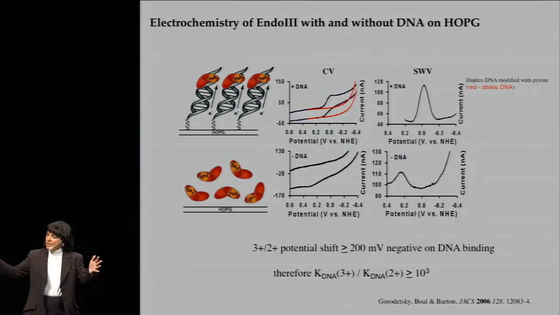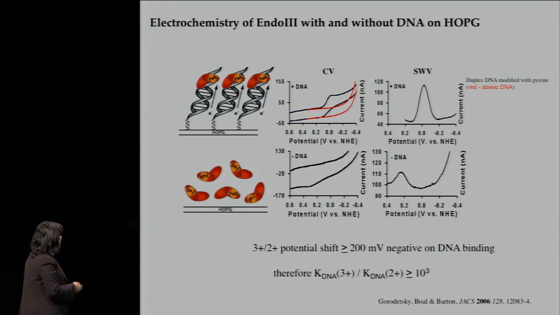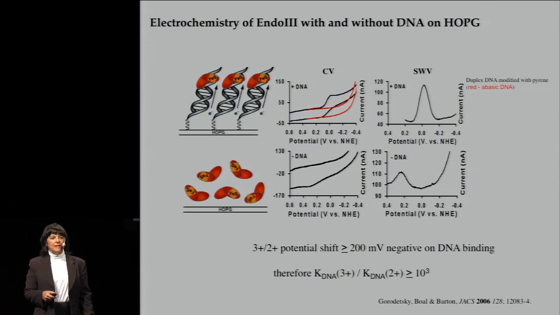And then what we did was, on a graphite electrode, where we had a bigger window to monitor what was going on, we compared directly what the potential was in the presence of DNA versus in the absence of DNA. And what we saw was there really was a potential shift of about 200 millivolts negative. Now, what that means thermodynamically is that the protein in the oxidized form must have 1,000-fold higher affinity for DNA than the protein in the reduced form. That's just the thermodynamic cycle from doing this electrochemistry.